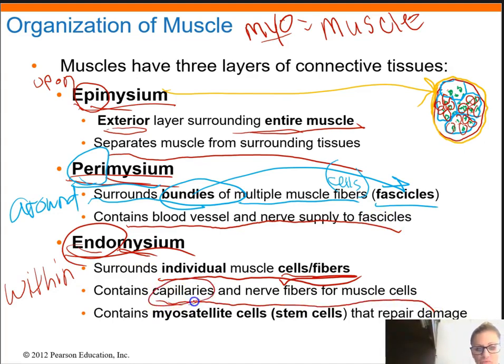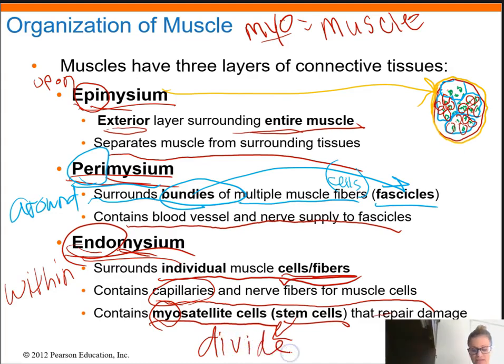And capillaries, remember, are just really tiny blood vessels. Also, when we look at the endomysium that surrounds every individual muscle cell, it contains special stem cells called myosatellite cells. Again, notice myo, right? Myo means muscle. These myosatellite cells are stem cells that help to repair damaged muscle. Remember that stem cells divide.